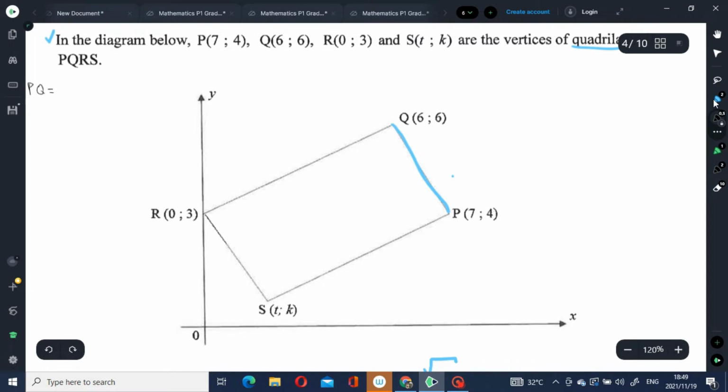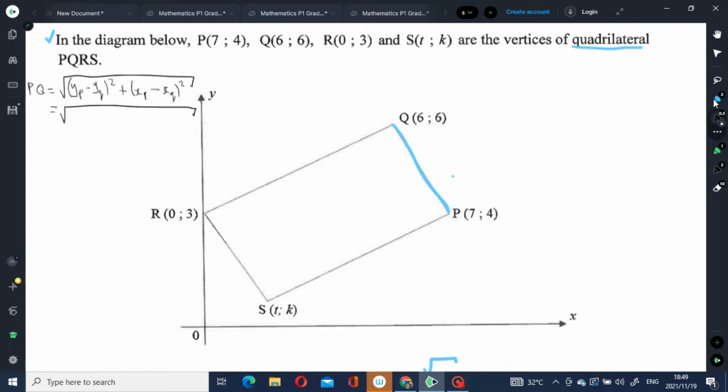So we know that PQ should be equal to the square root of YP minus YQ squared plus XP minus XQ squared. So all that it is now is substituting, plug and play. So you take the coordinates and you substitute them into the formula.